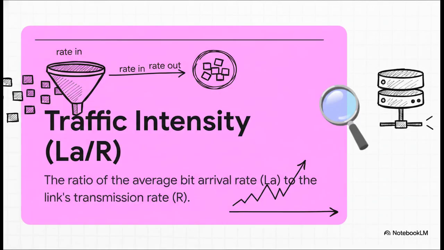So how do we actually measure this congestion? Well, we use a really important metric called traffic intensity. Look at the formula. L times A over R. L is the packet size, and A is how many packets arrive per second. So L times A is basically the rate bits are showing up, and R is the rate bits can leave. So traffic intensity is just the ratio of how fast stuff arrives to how fast you can send it out.